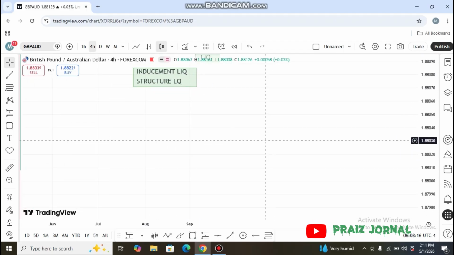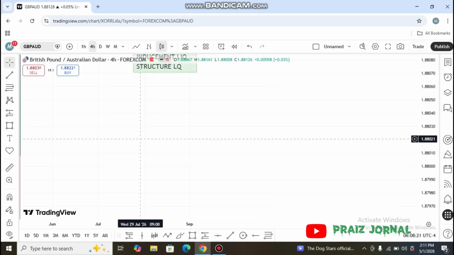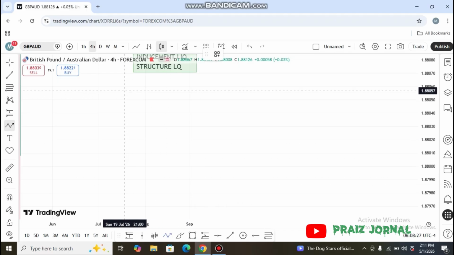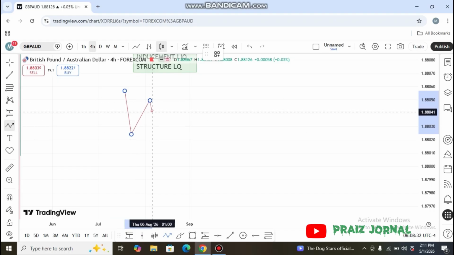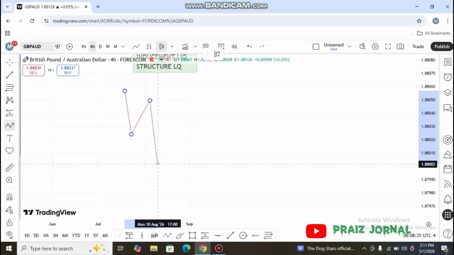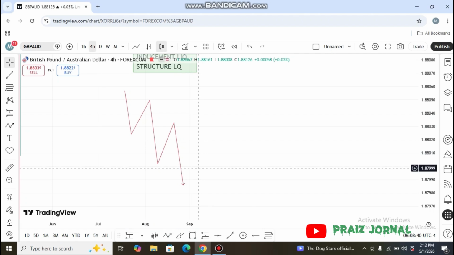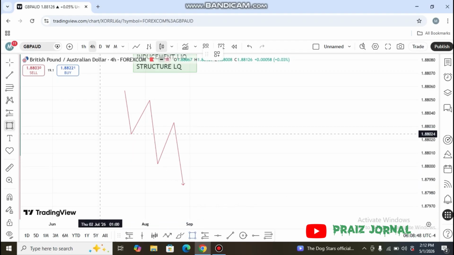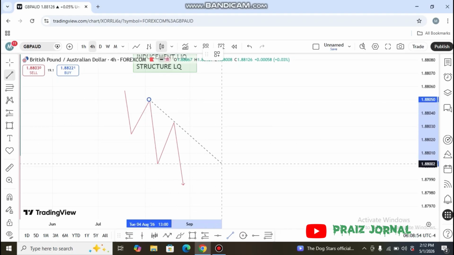Now I want to first talk about inducement liquidity. Inducement liquidity is when the market is pushing a lower low, lower high, then creates a lower low, then creates a lower high and creates a new lower low. Now, what have we been taught as traders? Let's start with this: this is a trend line, first touch, second touch.